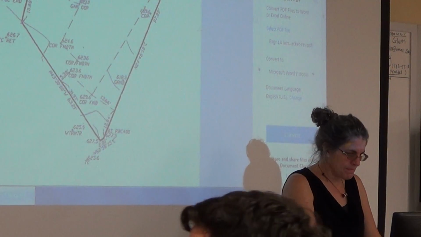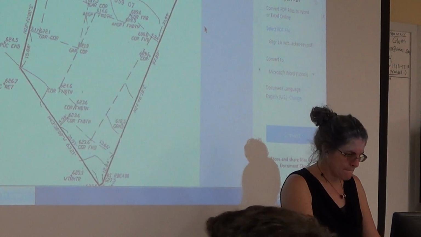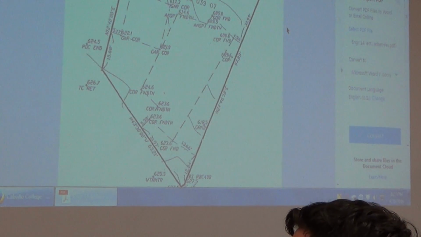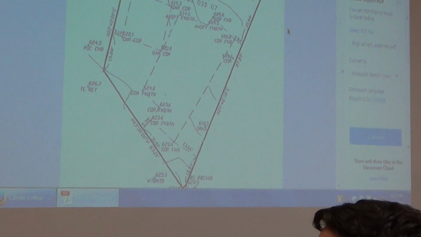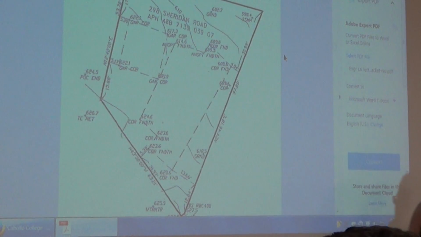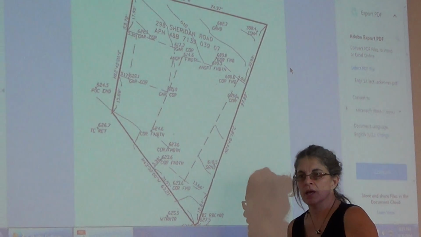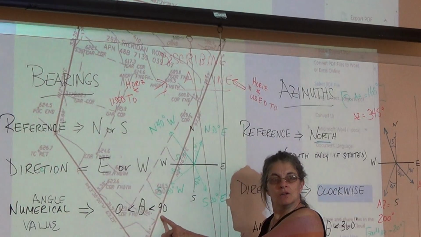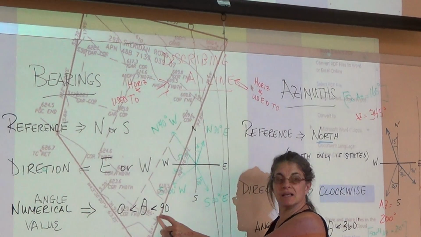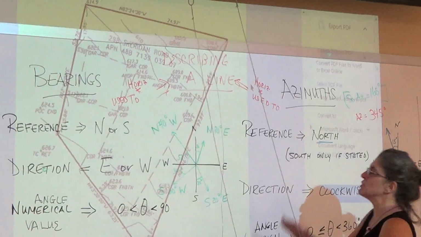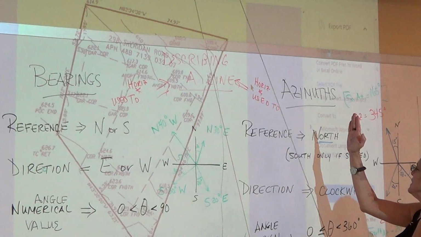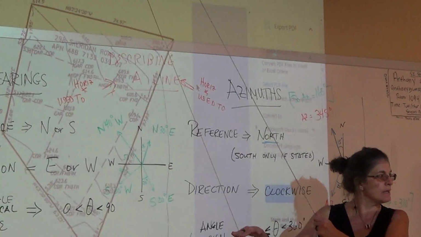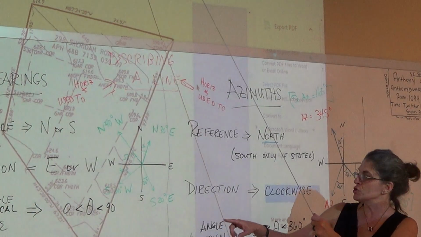Francisco, is your hand up? Yeah. If it was north 90 west, could it also be south? If it's 90 west, it can't be north. Great question. Can it be north 90 west? It can't be 90. It has to be less than 90. So if it's north 90 west, it's really just west.